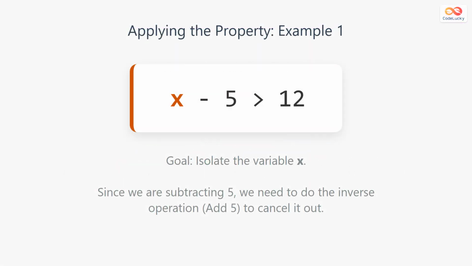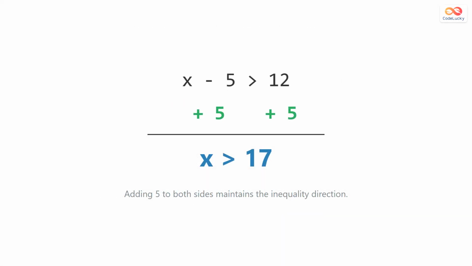Now let's solve a problem. Suppose we have the inequality x minus 5 is greater than 12. Our goal is to isolate x by itself. Since 5 is being subtracted from x, we need to do the opposite to cancel it out. To get x alone, we add 5 to the left side.